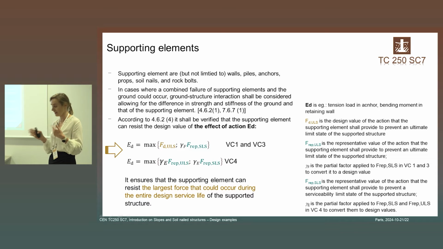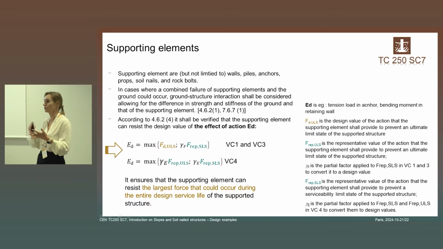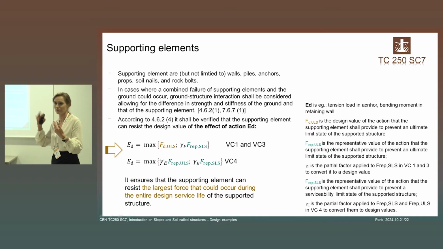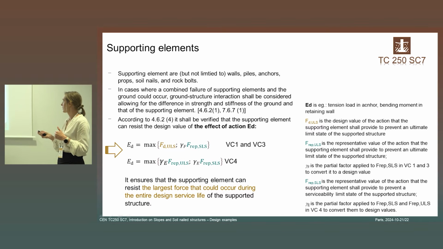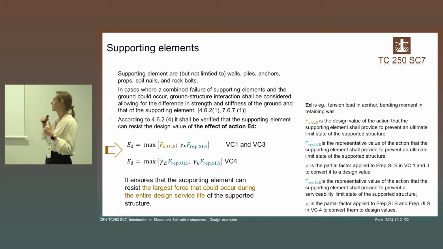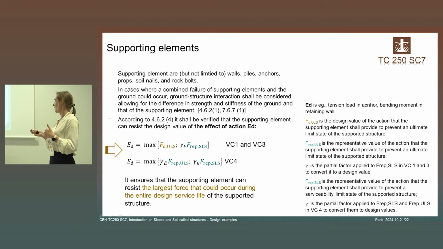Another new provision in Eurocode 7 is related to supporting elements. So the retaining walls, anchors, soil nails, rock bolts, and so on. Firstly, the ground-structure interaction shall be considered, allowing for the difference in the strength and the stiffness of the ground and the structural element itself. Then, verifying the resistance of the supporting element, we shall check the effect of action coming from one of those two formulas.